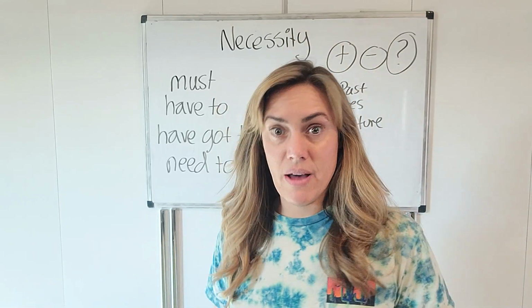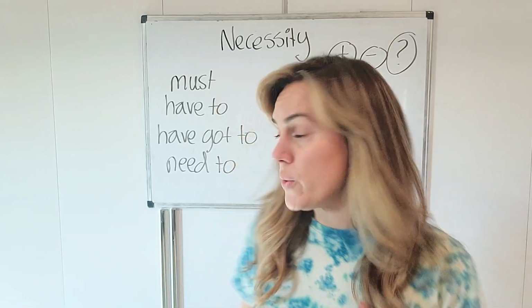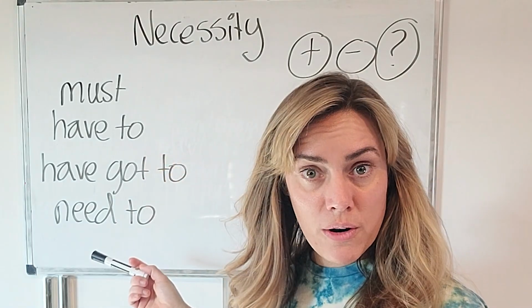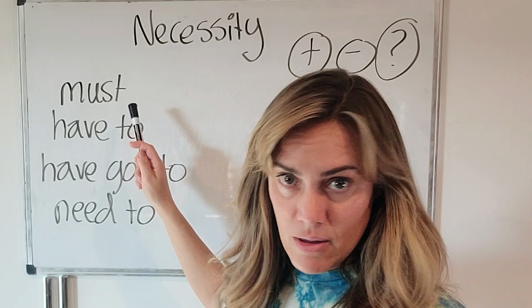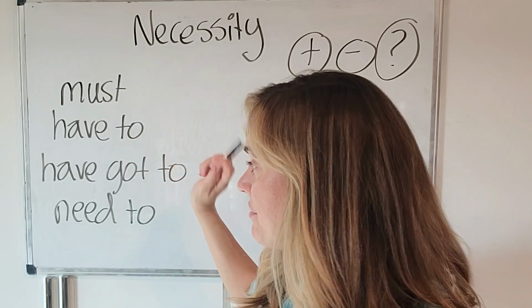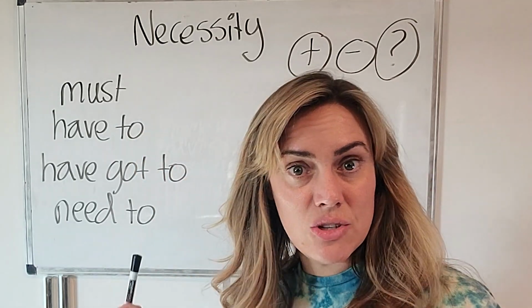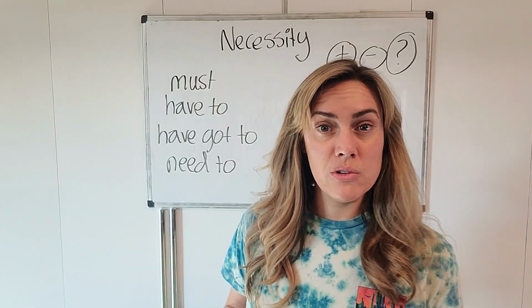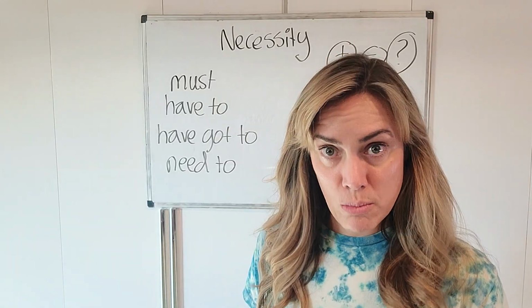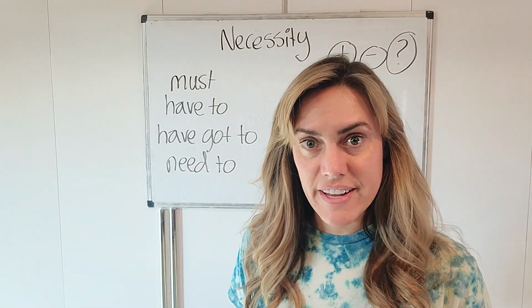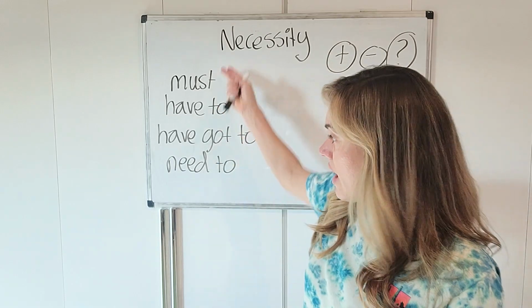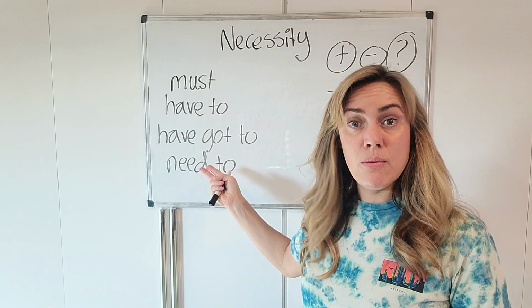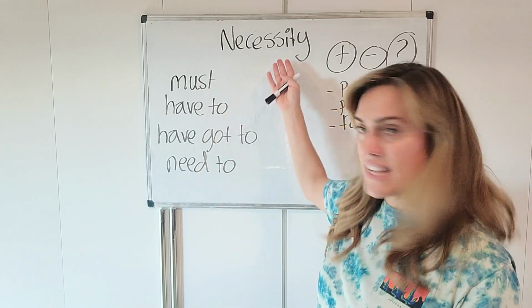So how do we talk about necessity in English? Well, we have four main choices. Must is the modal we can use. Have to, have got to, and need to are also modals. They're called phrasal modals. They're really common. So in this video, I'm going to talk to you about how to use these modals to talk about necessity.